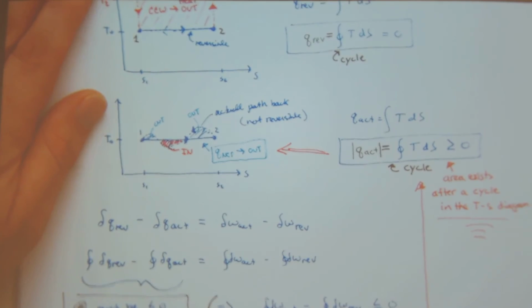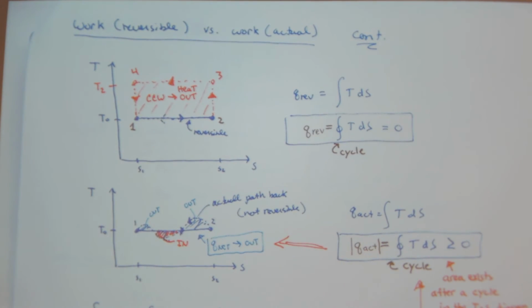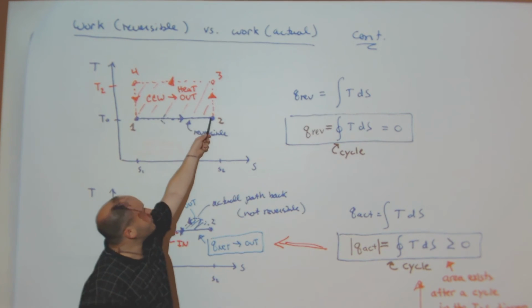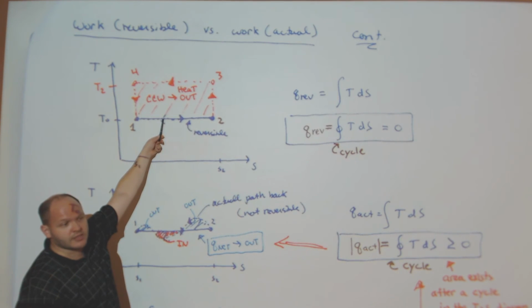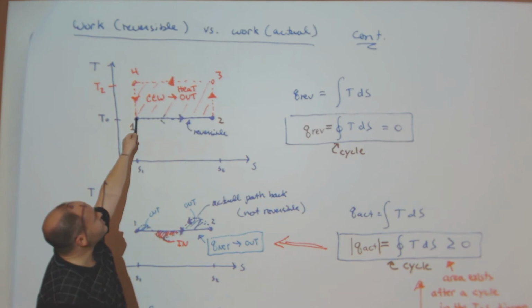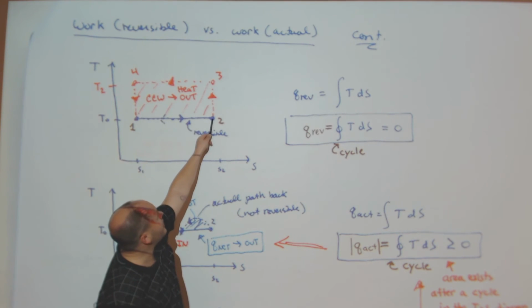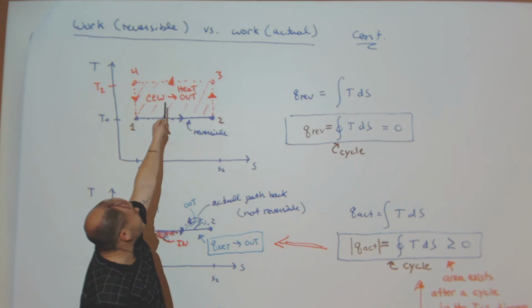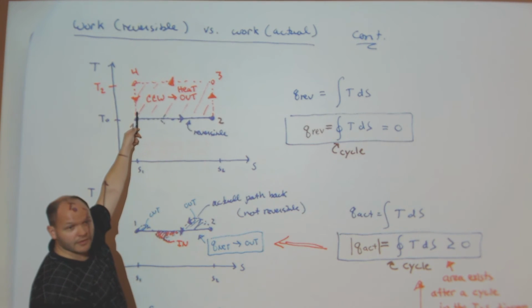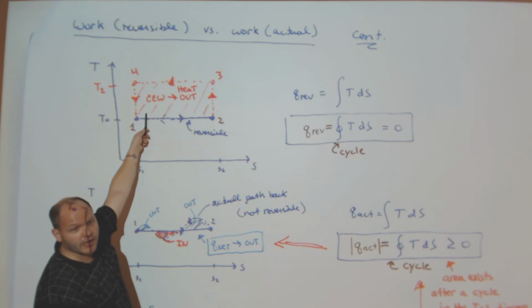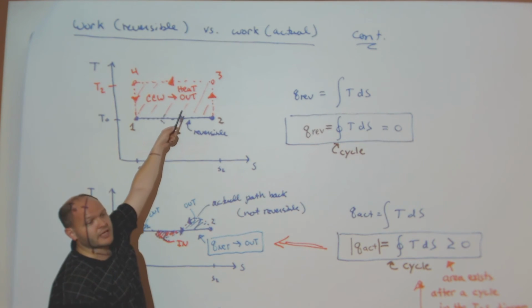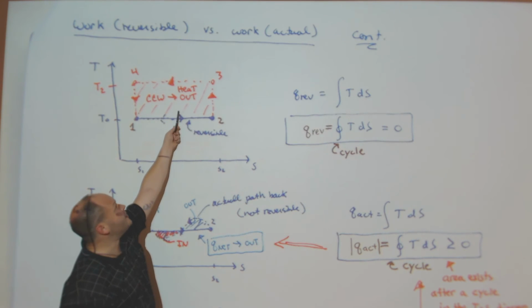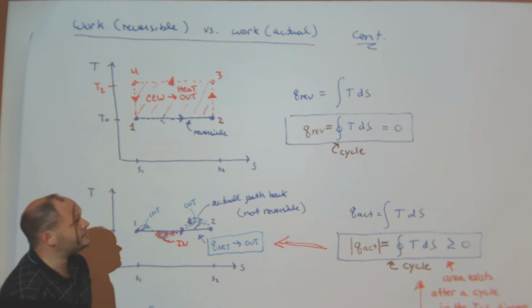So just another thing on work reversible versus work actual. If I have a reversible cycle, I go from one state to the next and back. There's no area, there's no net heat in or heat out. However, if I take an irreversible path, I go to state 2, I go to state 3, I go to state 4, and then I come back. This is just a block diagram way of looking at it. And then if I calculate this area, I end up getting a negative number. But the magnitude of that negative number relates to the area inside.